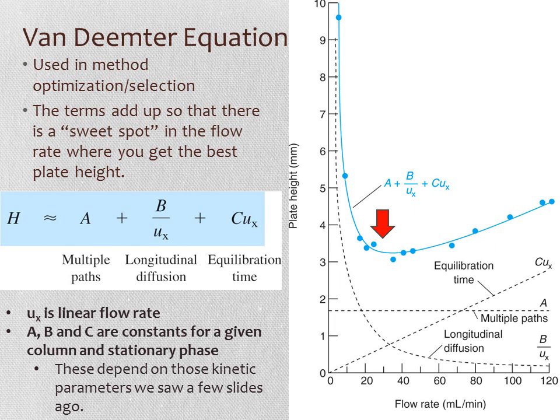arrow. And that's where you get the best plate height, because you'll remember a small plate height is better, because a small plate height means you get more separations in a given length, and you're going to get better, more efficient chromatography. So the U here is the linear flow rate of the mobile phase. And all of these other things are constants for a given column and stationary phase, and they depend on those kinetic parameters we saw a few moments ago.